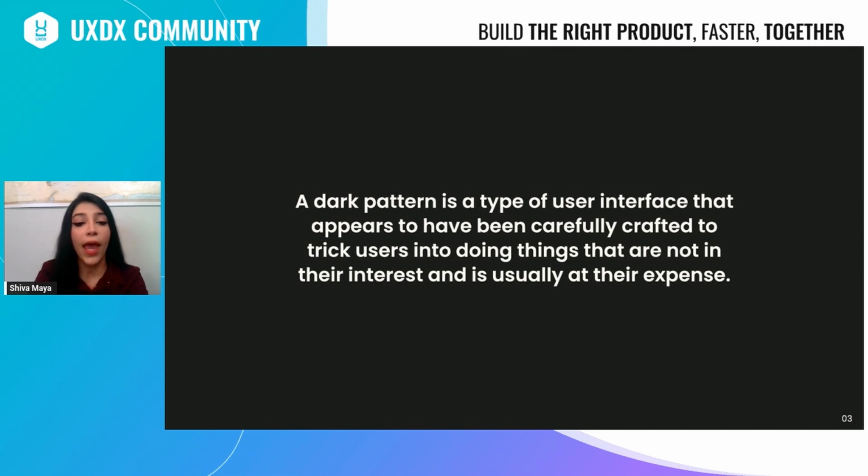The researchers analyzed about 53,000 product pages from 11,000 shopping websites and found that 11% of the sites surveyed featured dark patterns that were aggressive, misleading, and potentially unlawful.